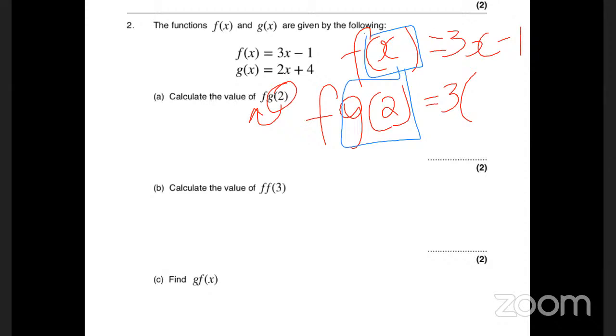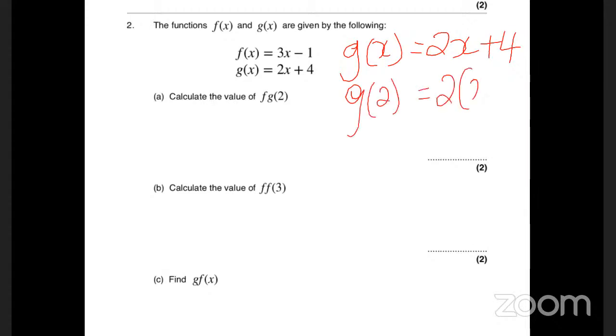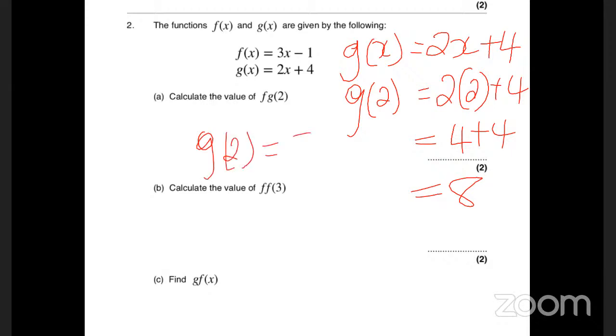let's backtrack. We're going to do g2 first. So write down the function g of x equals 2x plus 4. And we're going to do g2, which is 2 times 2 plus 4, which gives us 4 plus 4, which gives us 8. So g2 equals 8.